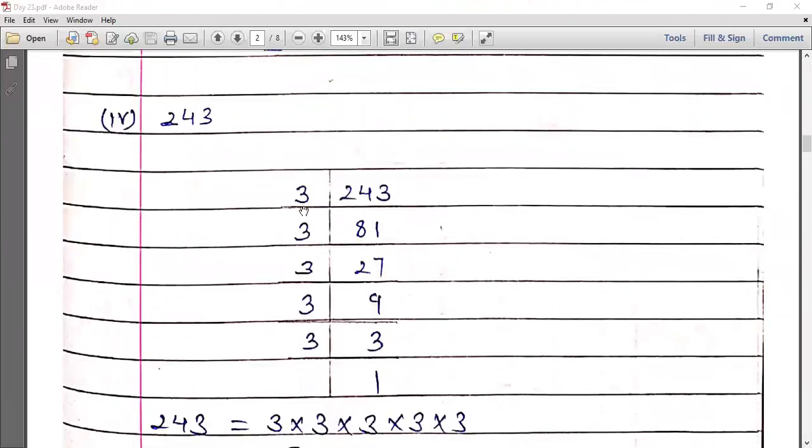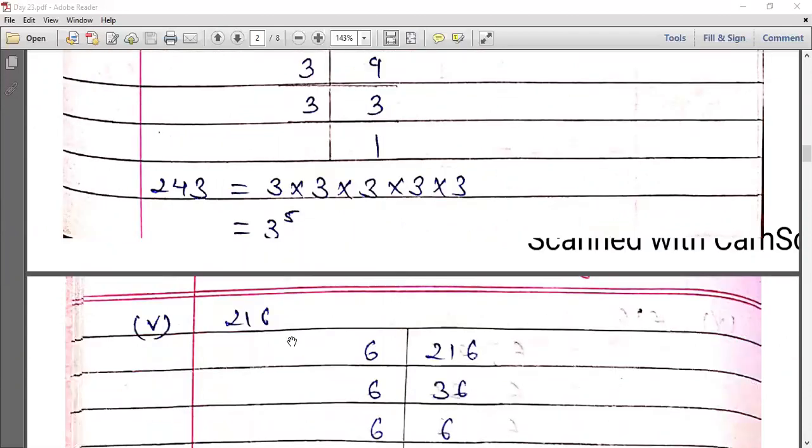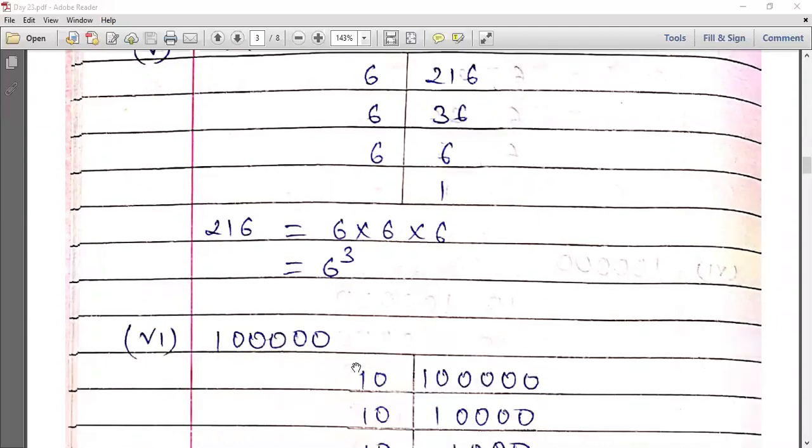243. 243 has factors 3 five times. So 243 can be written as product of 3 5 times. Here 3 is repeated 5 times. I can write it in exponential form as 3 raised to 5. Part 5, 216. 216 is the product of 3 6's, 6 into 6 into 6. Here 6 is repeated 3 times, and the exponential form will be 6 raised to 3.